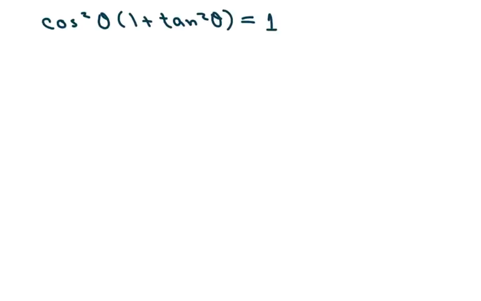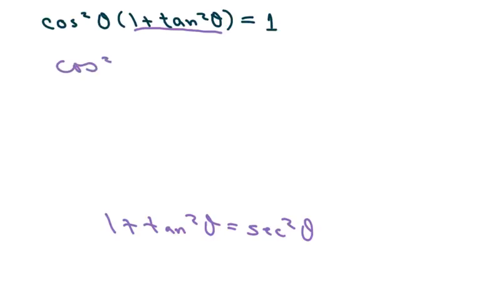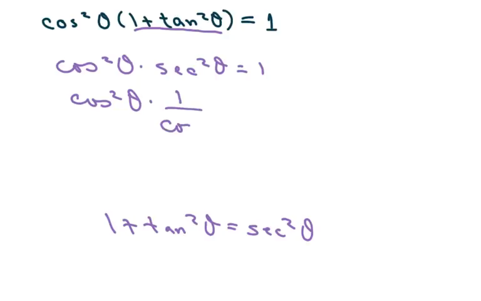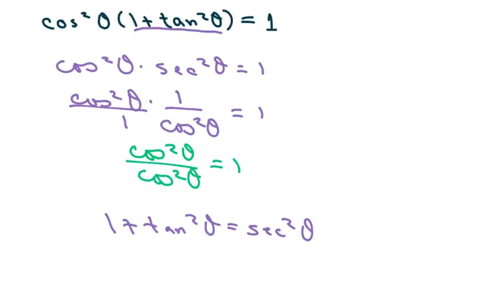Alright, and this one, I know that this 1 plus tan squared of theta equals secant squared of theta. That's your Pythagorean identity. So I have cosine squared of theta times secant squared of theta. Well, this is cosine squared of theta times 1 over cosine squared of theta. And if you multiply this, you get cosine squared of theta over cosine squared of theta. And it's obvious this equals just 1. So you get 1 equals 1 here.